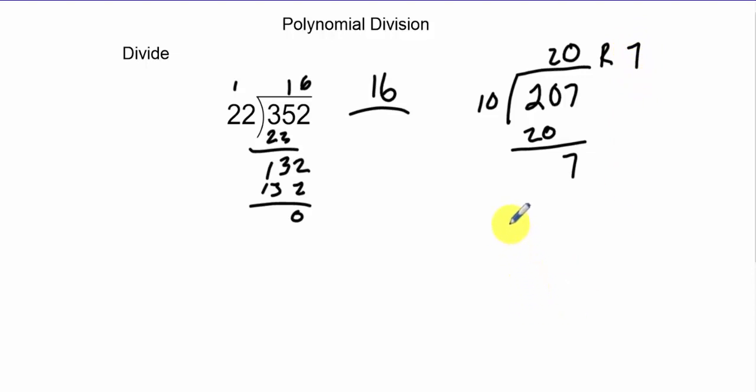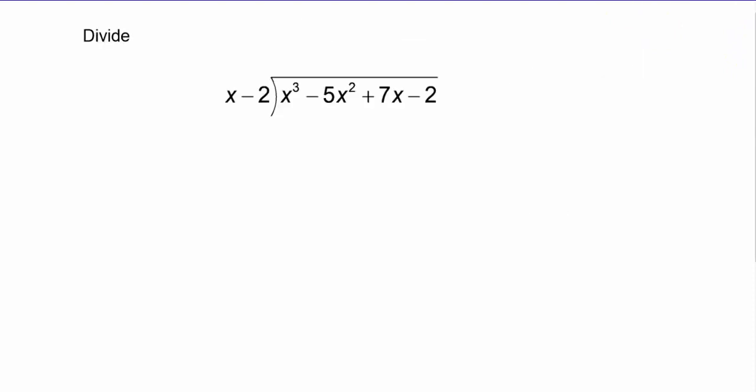Okay, now we can also write that as 20 and 7/10, if you think about it. So now we do this in terms of a polynomial, and the process is pretty much the same.